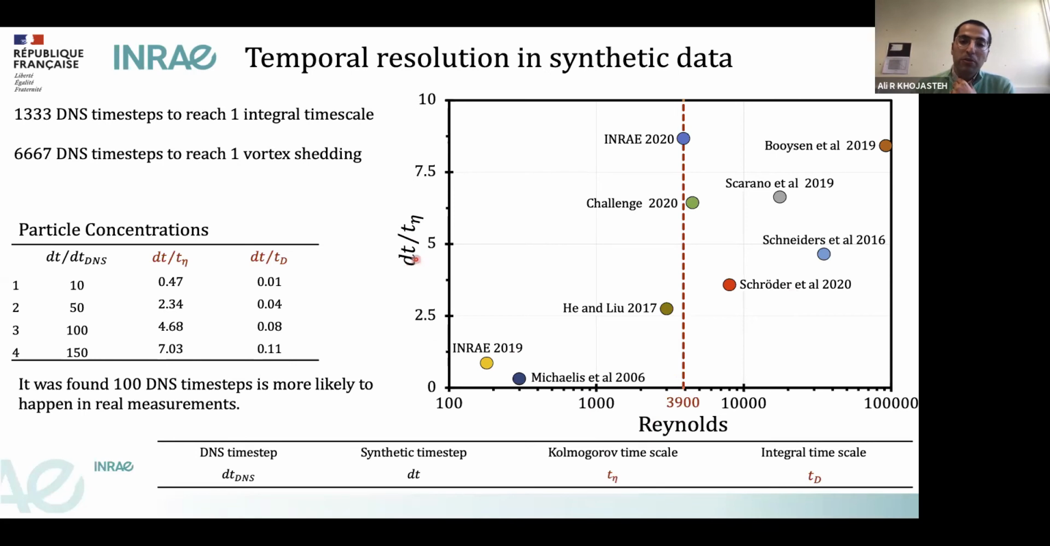So the ratio between the time step that you have in real experiments, of course limited by the facilities, over the Kolmogorov time scale goes higher. This one means, for example, if you take every 100 DNS time steps, you have a resolution of 4.6. Your time step is 4.6 times larger than the Kolmogorov time scale. So we took these three actually for DT over DT DNS, but I will explain the first three.